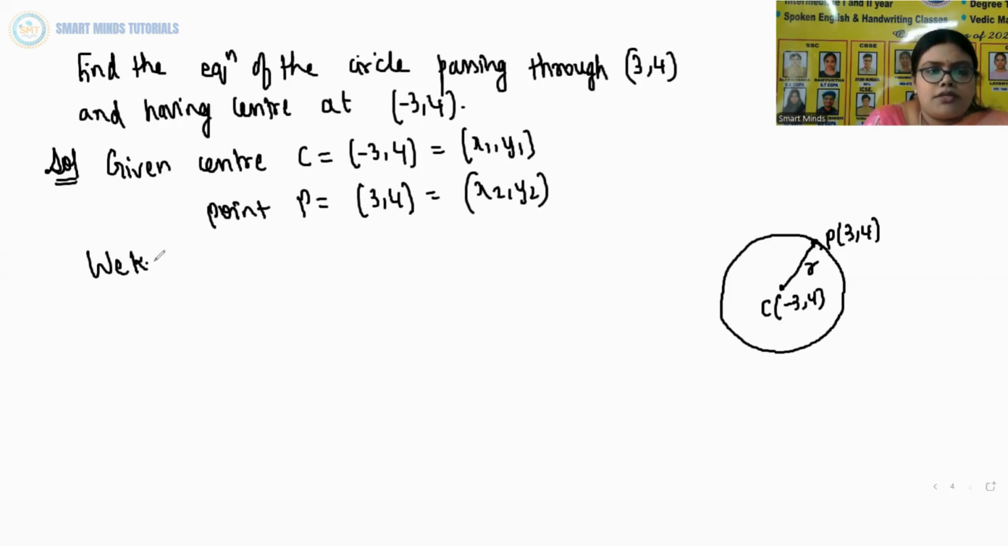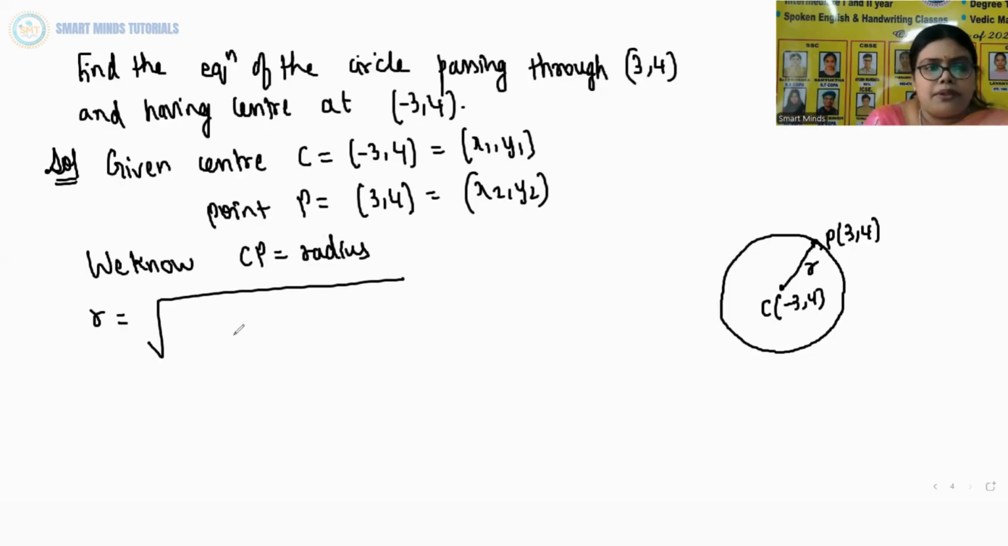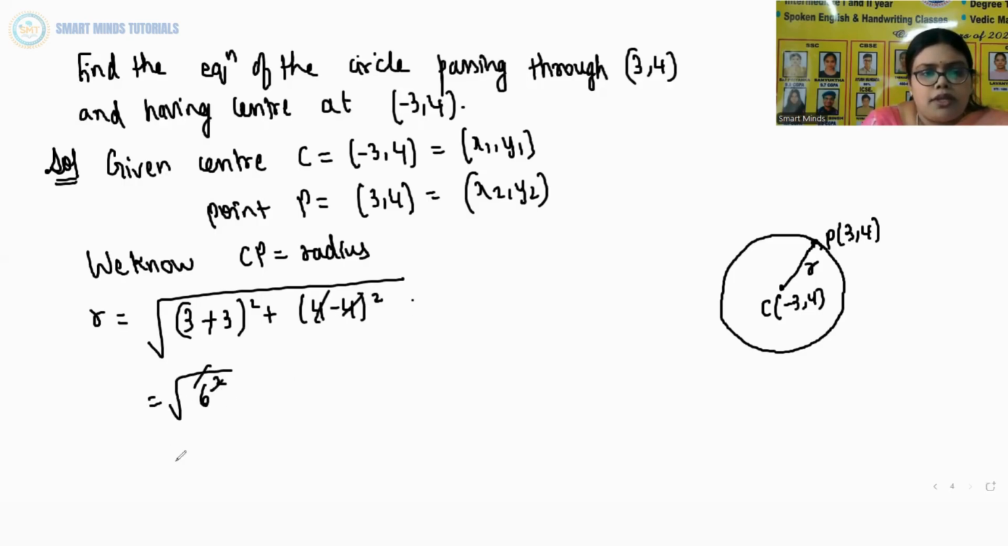We know that CP is equal to radius. So R is equal to the square root of the distance between C and P: (3 minus of minus 3, which becomes plus 3) whole square plus (4 minus 4) whole square. 4 minus 4 becomes 0. This is 6 square. Square root gets cancelled. That is 6. R is equal to 6.